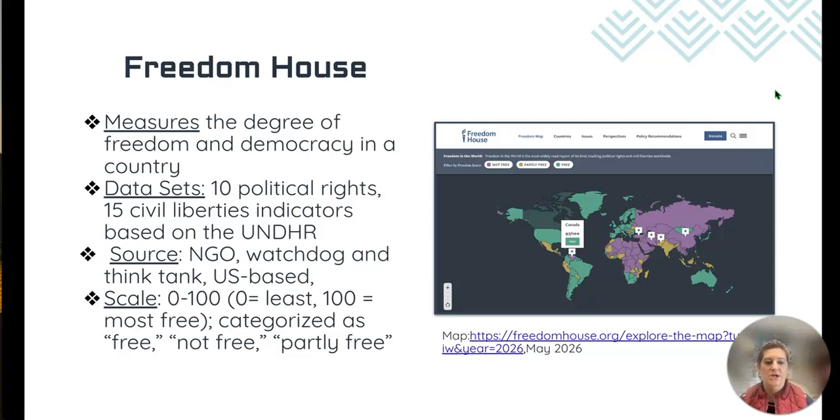They pull information and they examine 10 political rights and 15 civil liberty indicators, and this is all based on the UN Declaration of Human Rights. They then take that information, categorize it, award points in that country, and classify them as free, not free, and partly free on a scale of 0 to 100. If you want to read more, check out the Freedom House methodology for more information on their data sets. But for this, if you know that they just gather and measure freedom and they use different indicators, you're fine.